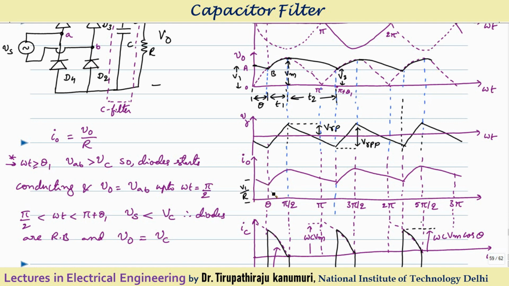Let us assume at this point it is V2, so V2 divided by R. At this point it is V maximum, so this will be equal to V maximum divided by R. So in this manner the current will go on varying.